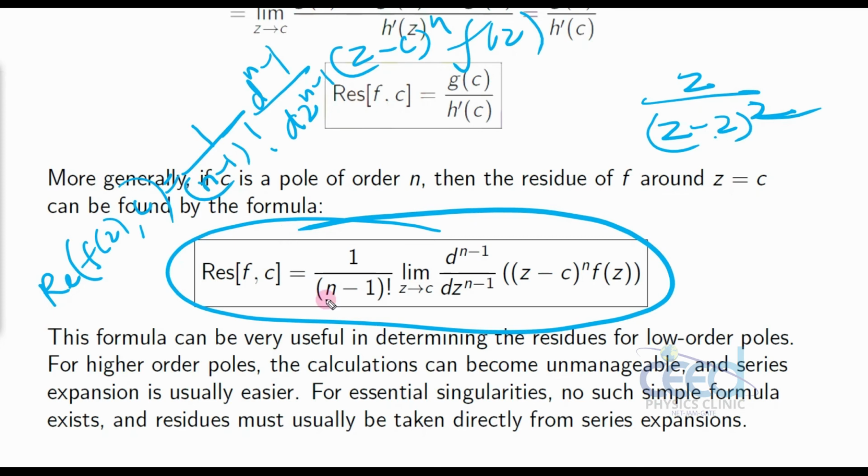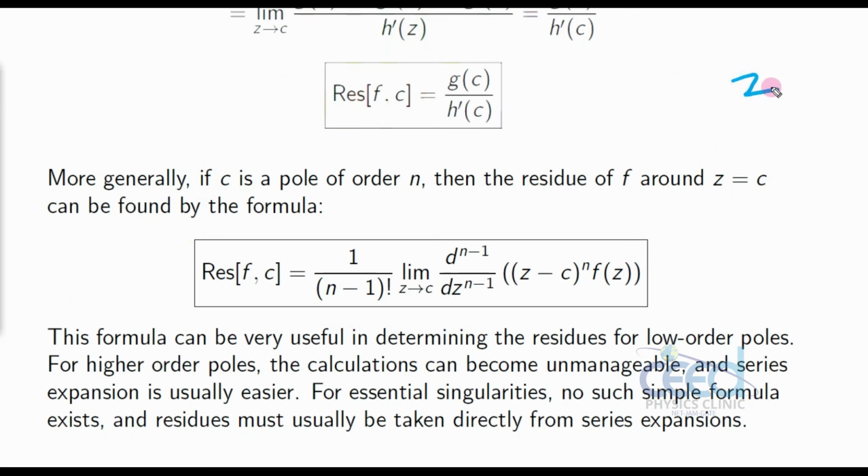And here, what is n? n is the order of the pole. Here n is equal to 2. Let me do this problem: z divided by z minus 1 the whole square. Suppose this is my function f of z. It is a pole of order 2, right? And the pole is z is equal to 1. So what is the residue? I am comparing this with the general equation.